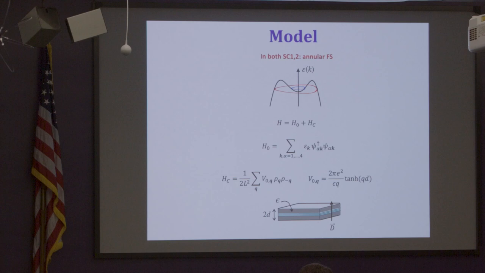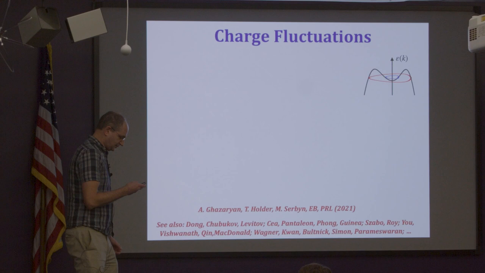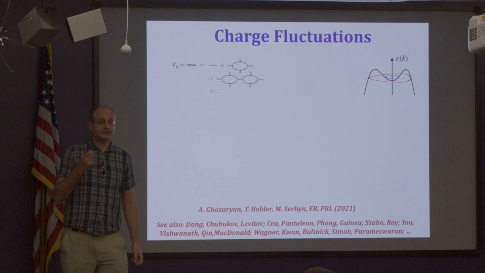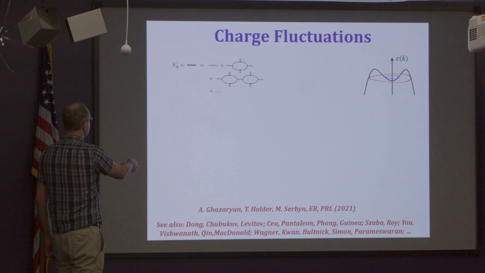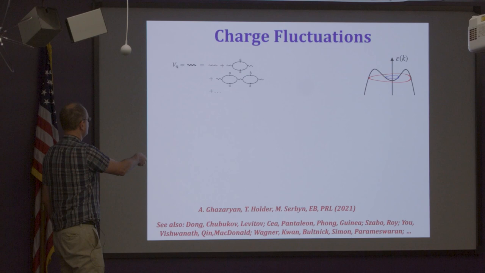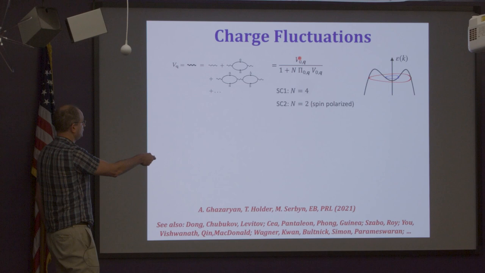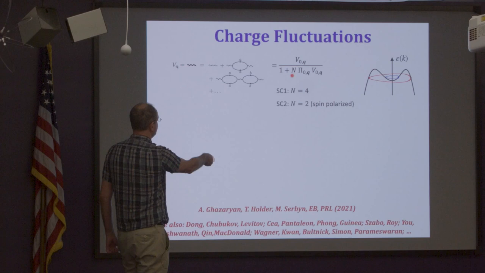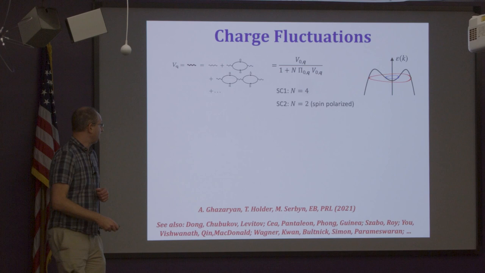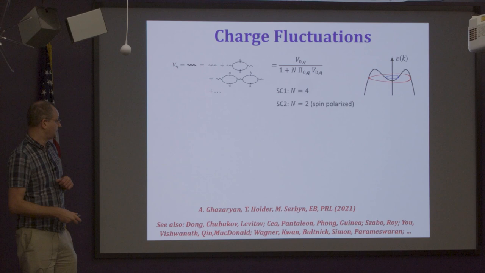Okay, so that's our model. First we're going to consider this Kohn-Luttinger-like mechanism just from charge fluctuations. So what we do is we dress the interaction within the RPA approximation, basically summing these bubbles, and this is the result that I showed before. This is the RPA screened interaction, and n here is the number of flavors. For SC1 that would be 4, basically the 2 spins and 2 valleys. For SC2, that would be 2 because the normal state is already spin polarized, valley unpolarized.